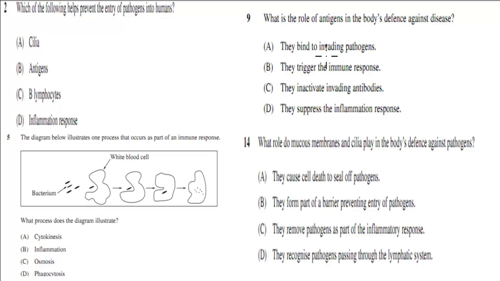Next one is what is the role of antigens in the body's defense against disease? They bind to invading pathogens, they trigger the immune response, they inactivate invading antibodies, and they suppress the inflammation response. Next one is what role do mucous membranes and cilia play in the body's defense against pathogens? A. They cause the cell's death to seal off pathogens. B. They form part of the barrier preventing entry of pathogens. C. They remove pathogens as part of the inflammatory response. Or D. They recognize pathogens passing through the lymphatic system. So when you're ready, pause the video and attempt the question.